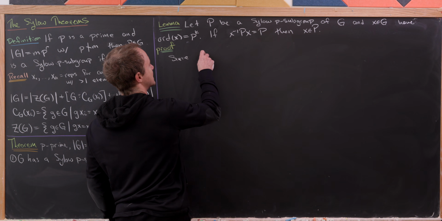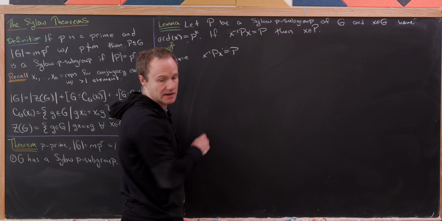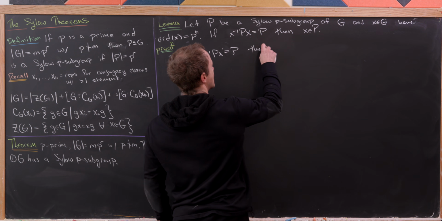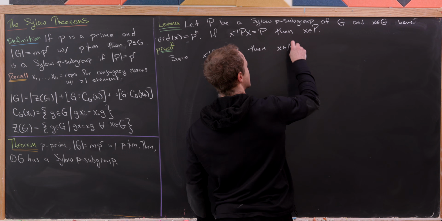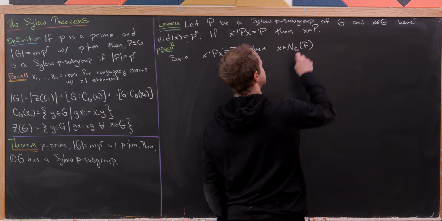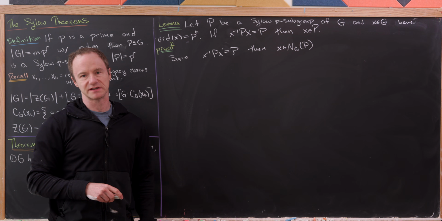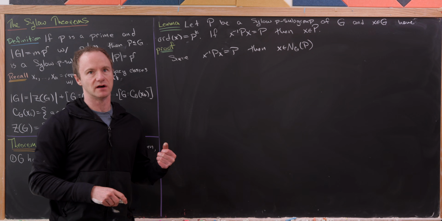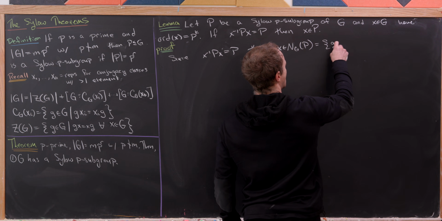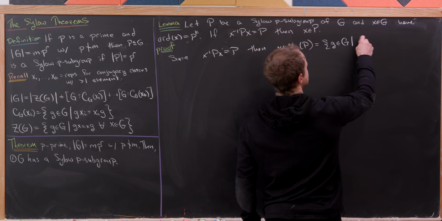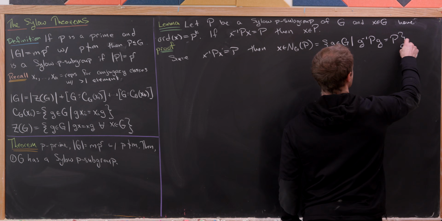Since we know X inverse PX equals P, then we know that X is in the so-called normalizer of P. I'll write this as N_G(P). It's the normalizer of P in G. You can define the normalizer for any set. This is the normalizer of our Sylow P subgroup. So what is the normalizer? It's all little g in G such that g inverse Pg is equal to P.